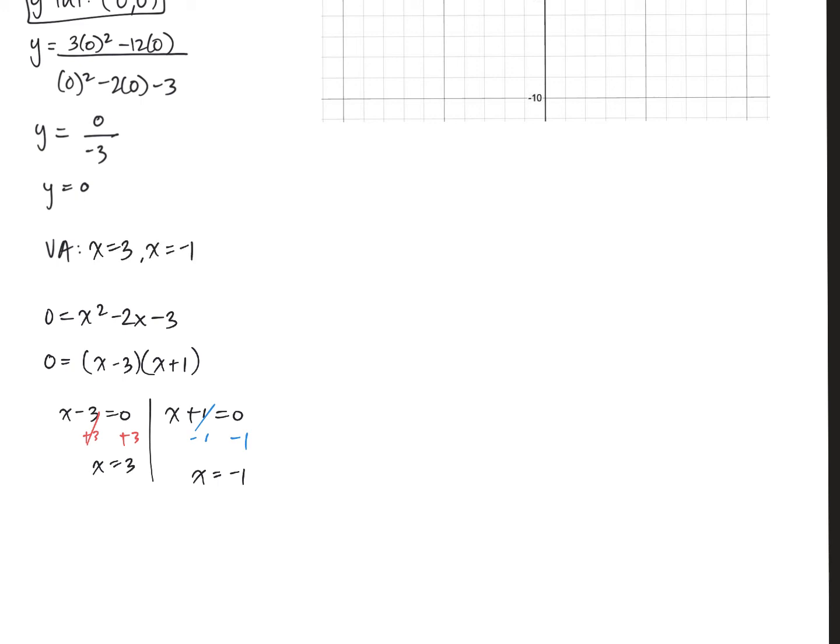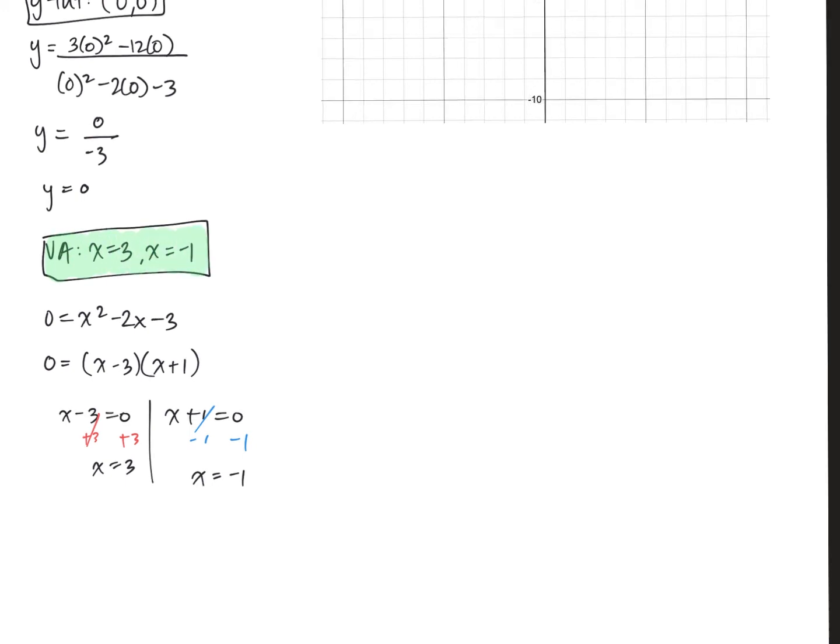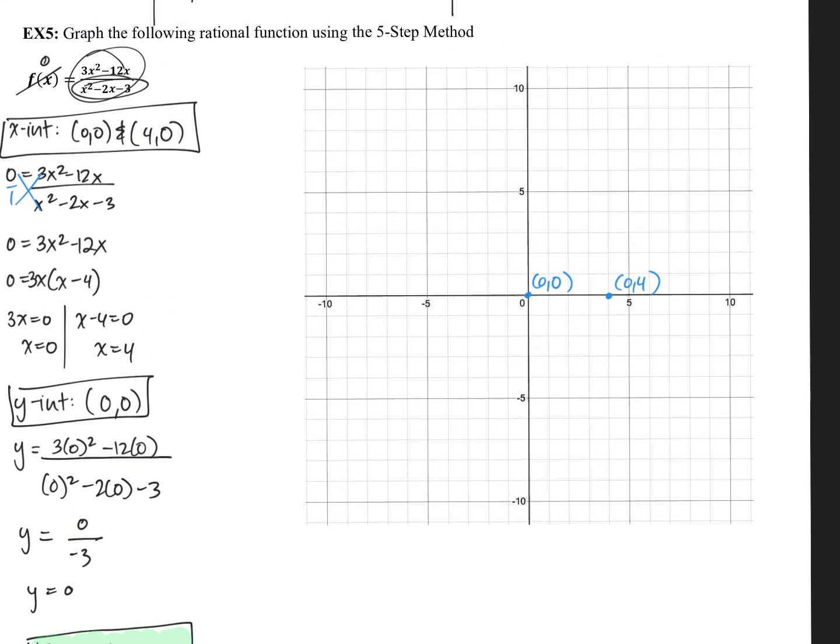Now, you can have multiple asymptotes that are vertical, but you will only end up having one horizontal asymptote. Okay, so let's go ahead and draw those in. 3 and negative 1. Once again, they're dotted lines because they're not actually on our graph. And then we'll go ahead and label them. X equals negative 1, x equals 3.